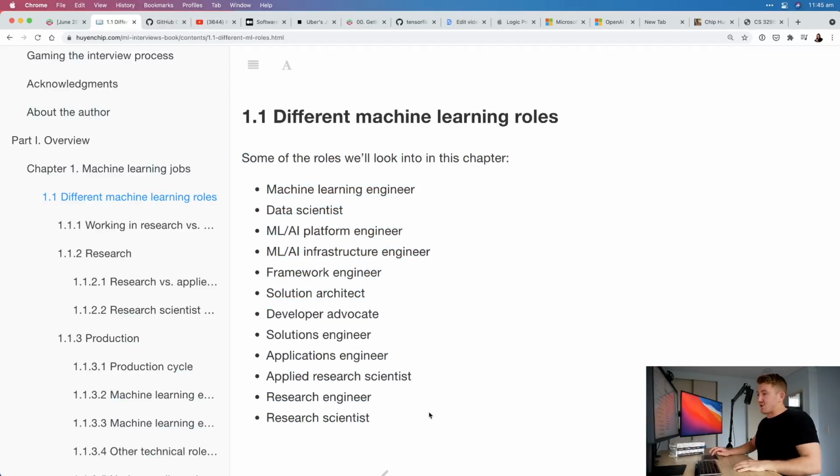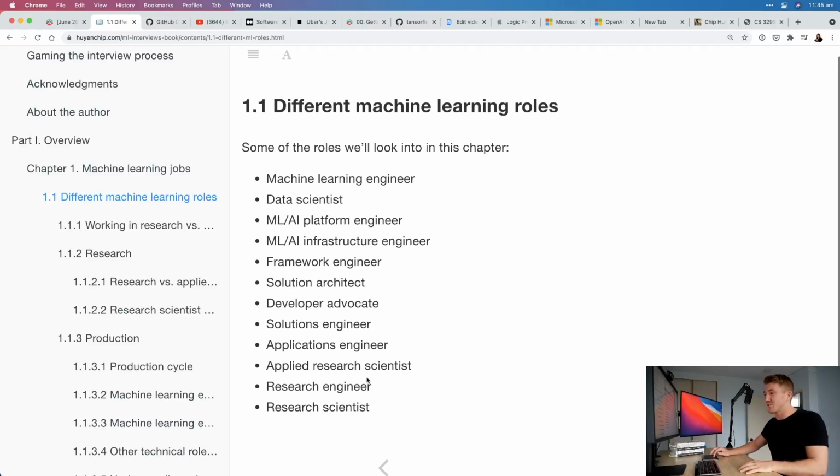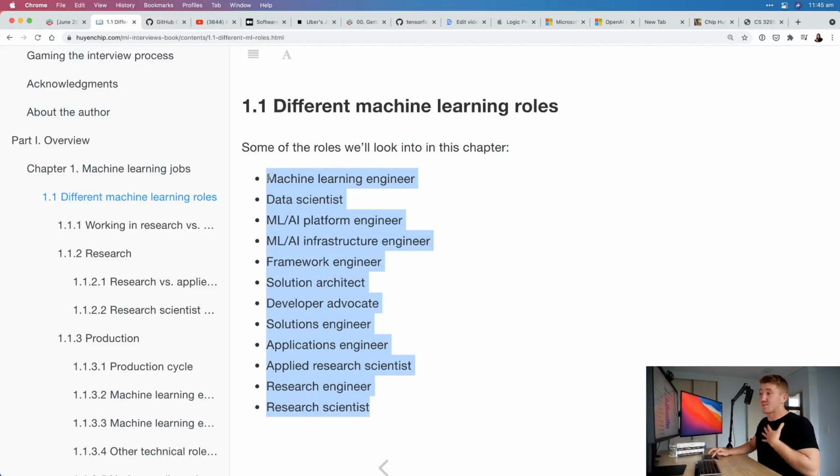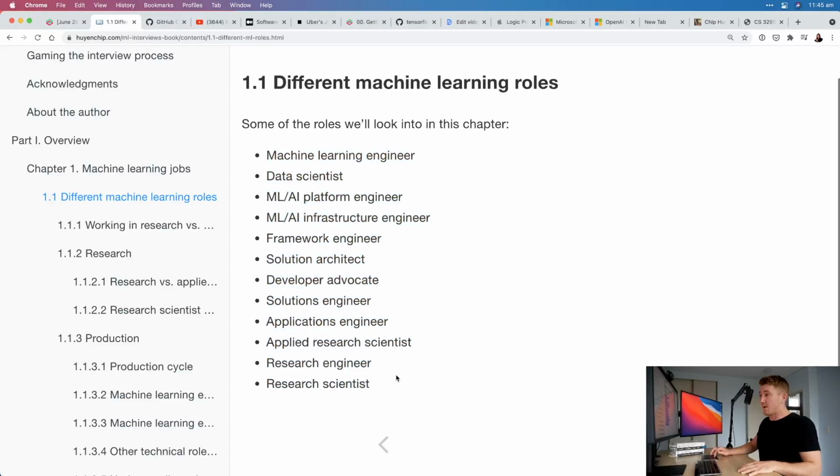So some of the roles that she breaks down, machine learning engineer, data scientist. If you're new to the field, you see all these role titles and you're like, I don't even know what all of these people do, right?